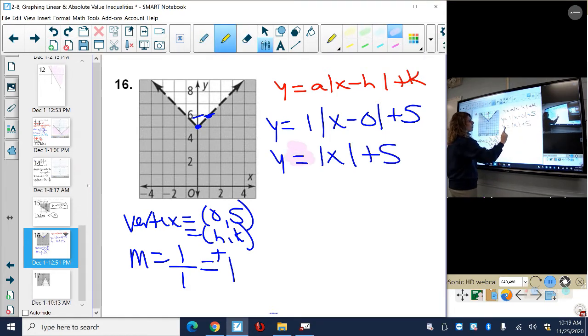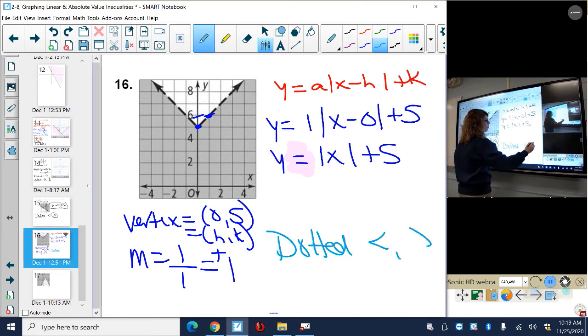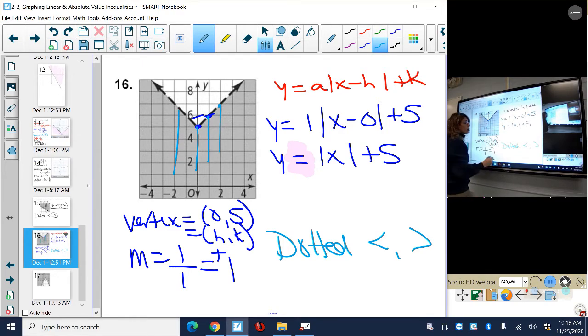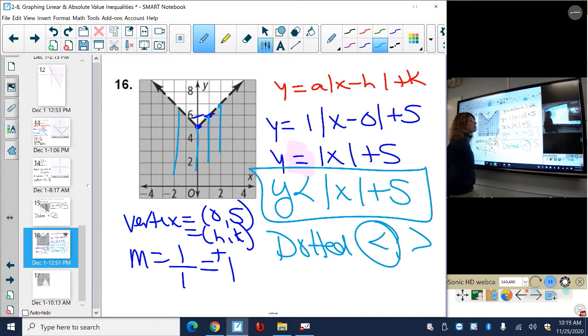Now I have to replace this equal sign with an inequality symbol. So is it a solid line or a dotted line? It is dotted, which means I'm doing strictly greater than or strictly less than. And is the shading for this region below these dots or above these dots? It is going to be below. This means below, so y is strictly less than the absolute value of x plus 5. There's your answer.